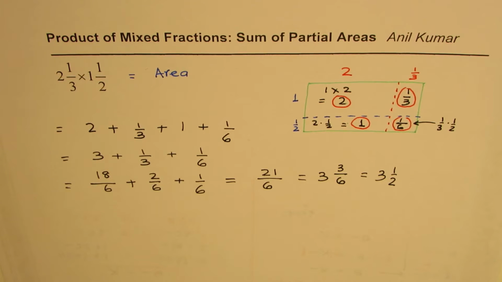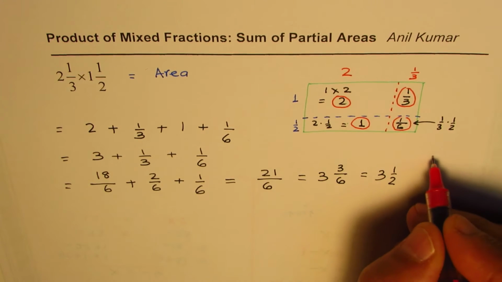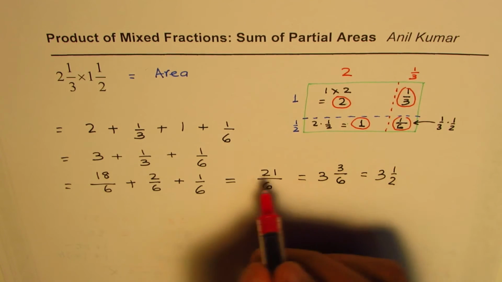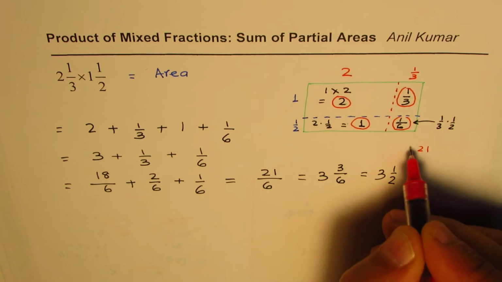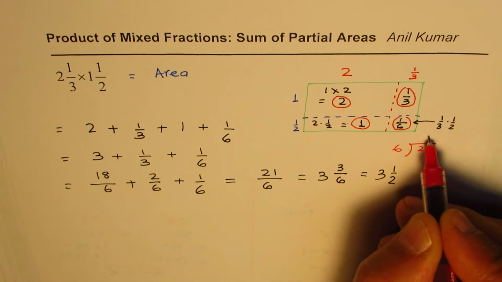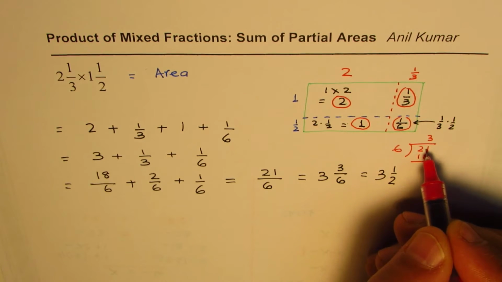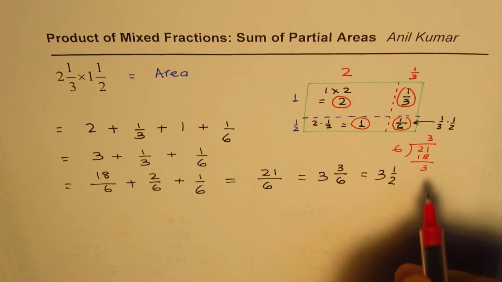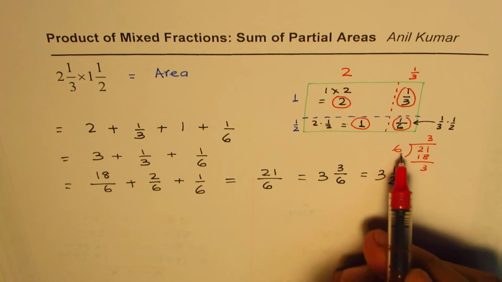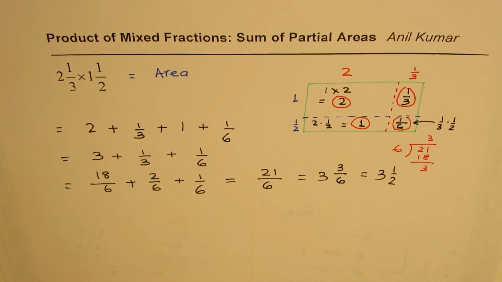And these are the steps which you could follow. Let me show you 21 over 6, how to convert, right? So we have 21 divided by 6. 6 times 3 is 18. And the remainder is, take away 18 from 21, which is 3. So 3 wholes, 3 over 6. So that is how you convert it back into mixed fractions.